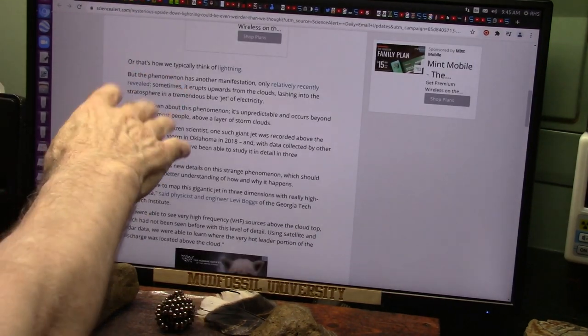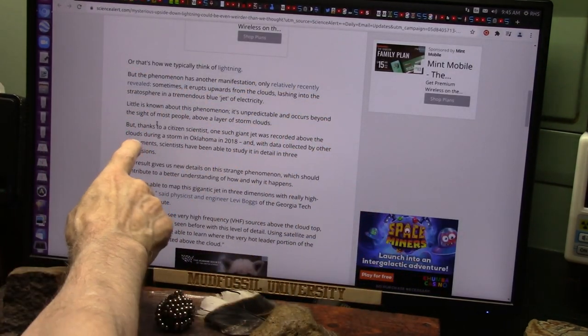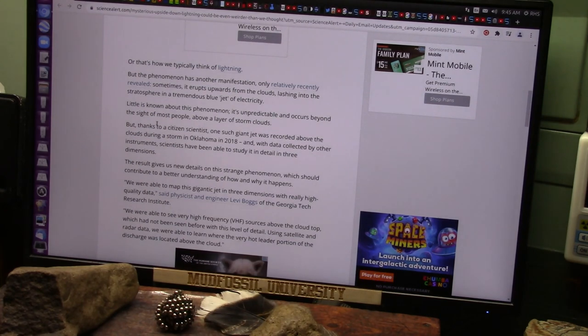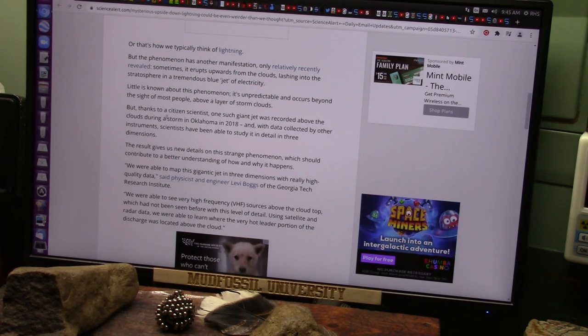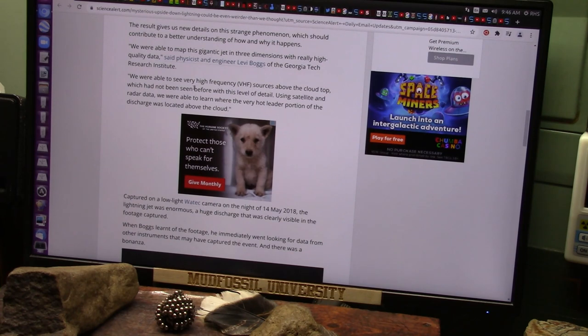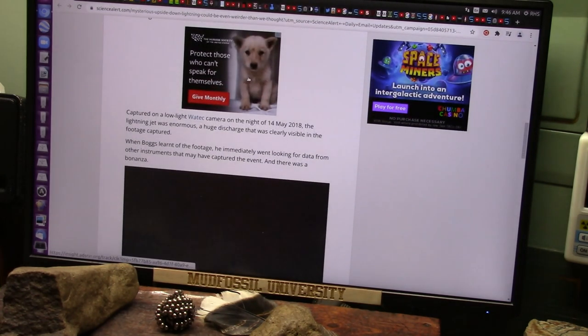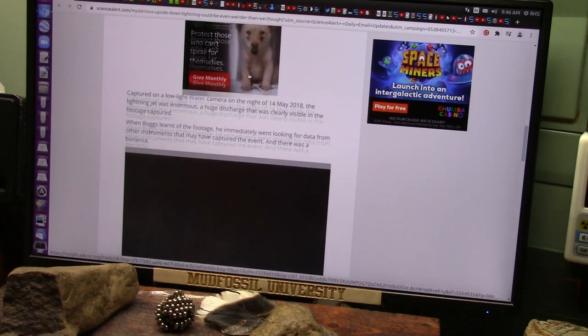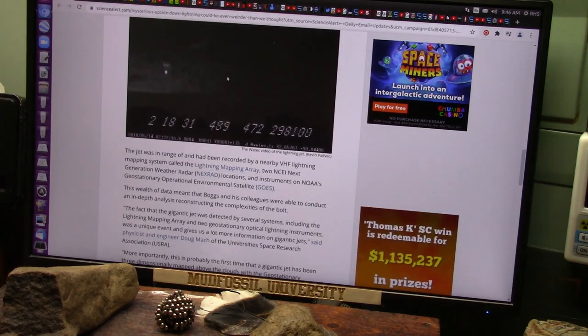All right, they go on to say they don't know anything really about it now. Little is known about the phenomenon. It's unpredictable. It occurs where most people can't see it. But thanks to a citizen scientist, one such giant jet was recorded above the clouds in 2018. So it's just starting to take a look at it. And we were able to see very high frequency. That's the key. Very high frequency. What shakes it so much? Why would it just shake all of a sudden outside all by itself? And this was the one I think they talked about.